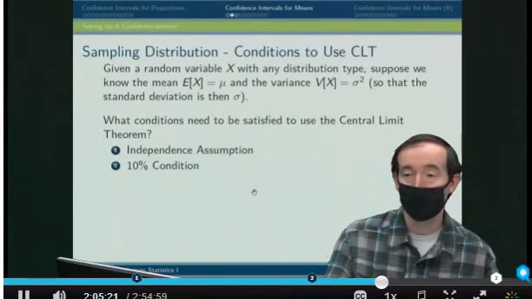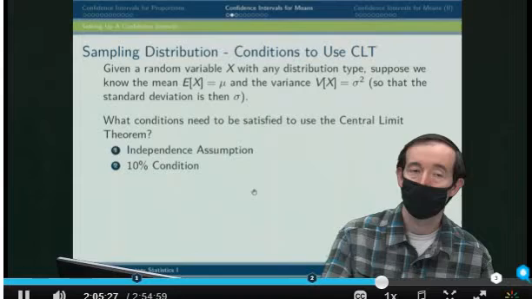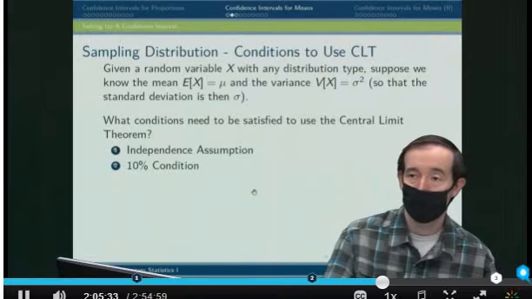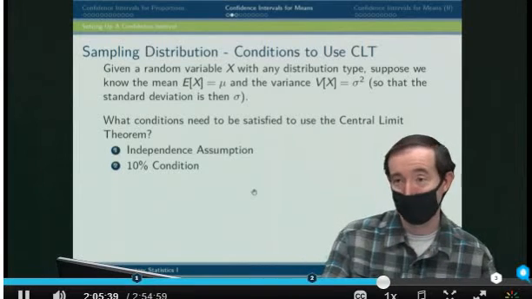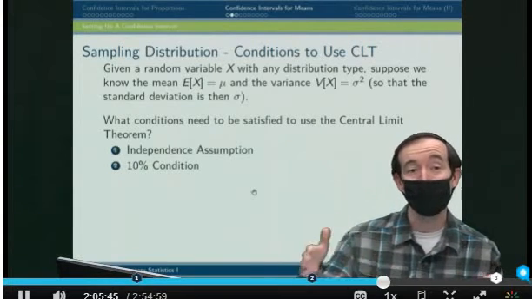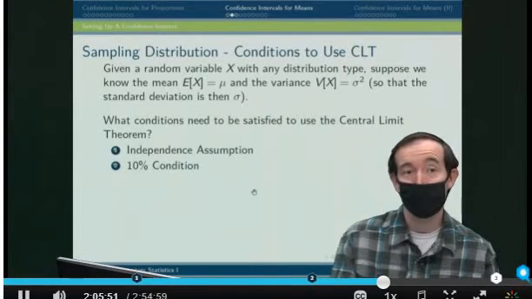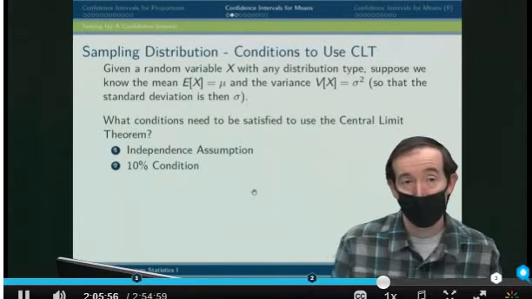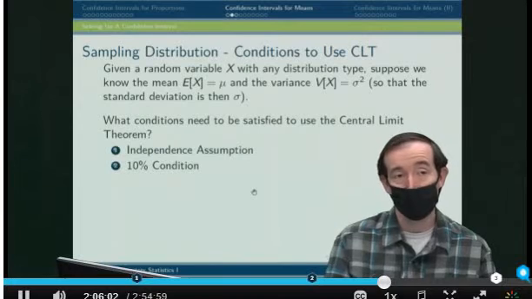What about the 10% condition? That the sample size is at least 10% of the population? Actually, the other way around. We want it to be no more than 10% of the whole population. And the reason is because this applies even if the population has a distribution that is not a normal distribution. If their distribution is, say, Poisson distributed, or if their distribution is uniformly distributed, or if it's exponentially distributed. It could be anything else. All sorts of different distributions.